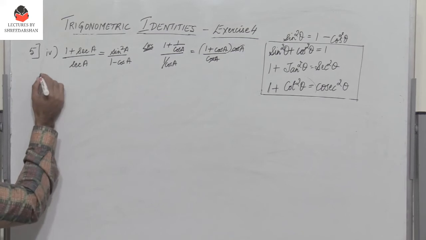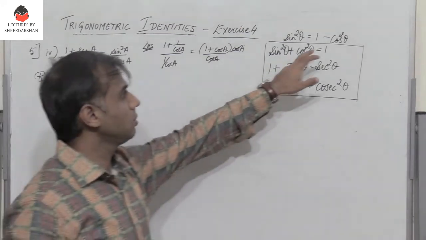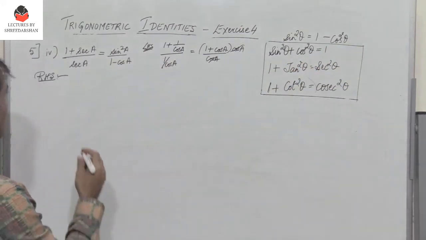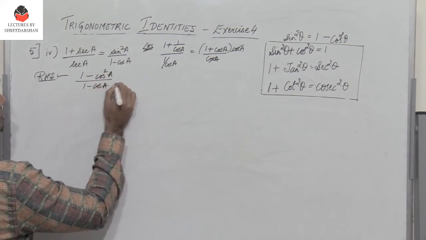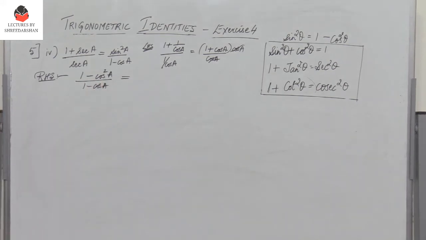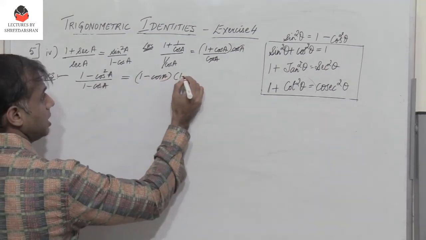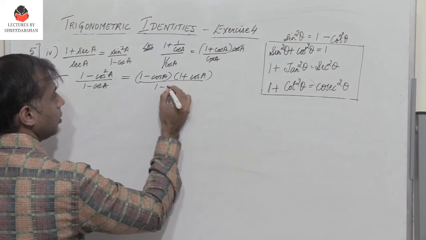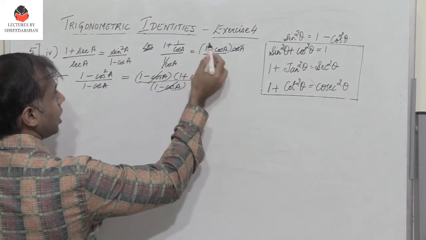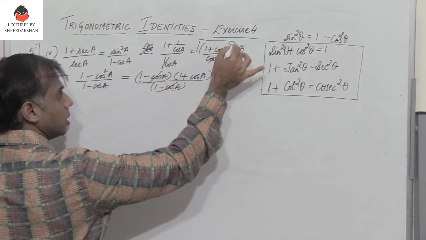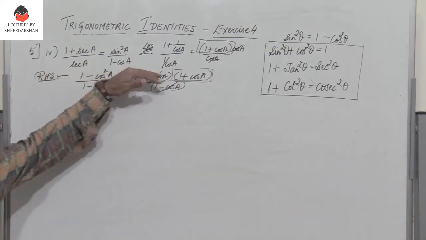Now what about RHS? I have sine square A. Now what is sine square A? It is 1 minus cos square A. So I have 1 minus cos square A divided by 1 minus cos A. Now this is of the form A square minus B square, which can be written as A minus B, which is 1 minus cos A, into A plus B, which is 1 plus cos A, divided by 1 minus cos A. So I can cancel these two, I get 1 plus cos A. So I have simplified LHS, which is equal to 1 plus cos A. RHS also is equal to 1 plus cos A. So therefore we conclude that these two are equal.